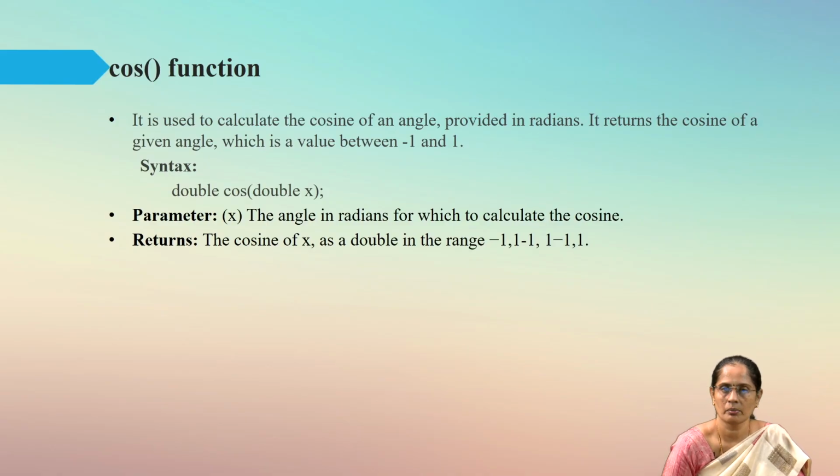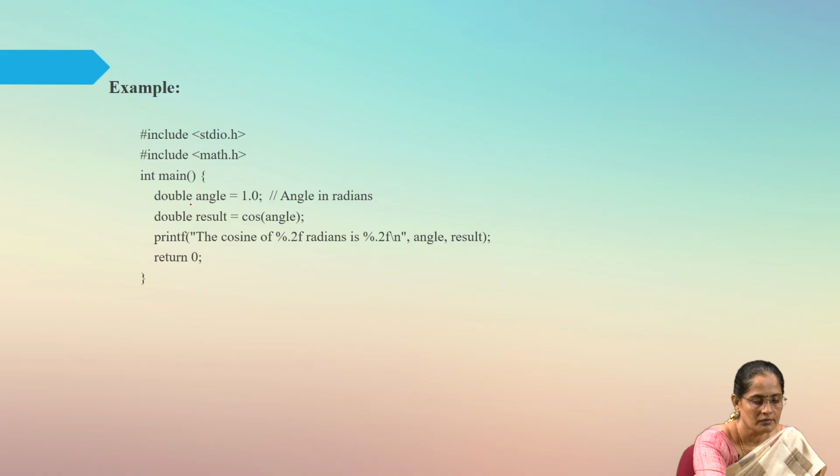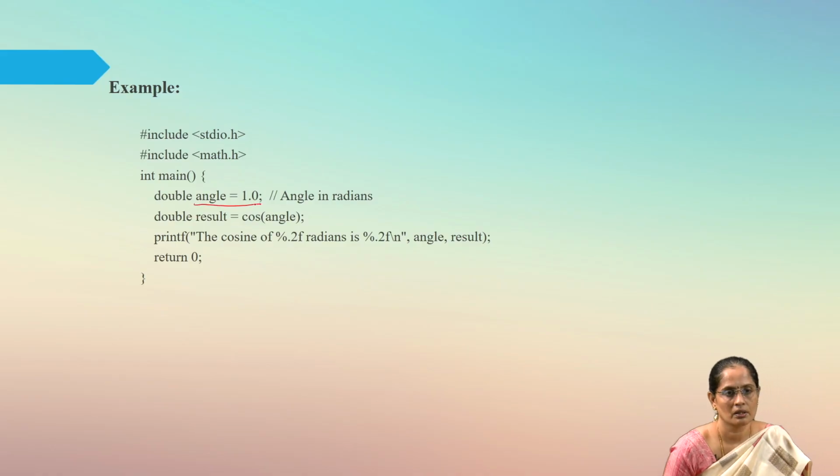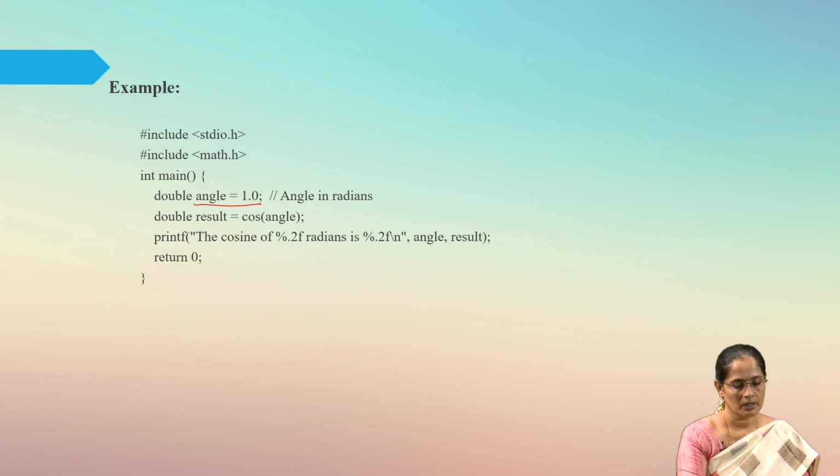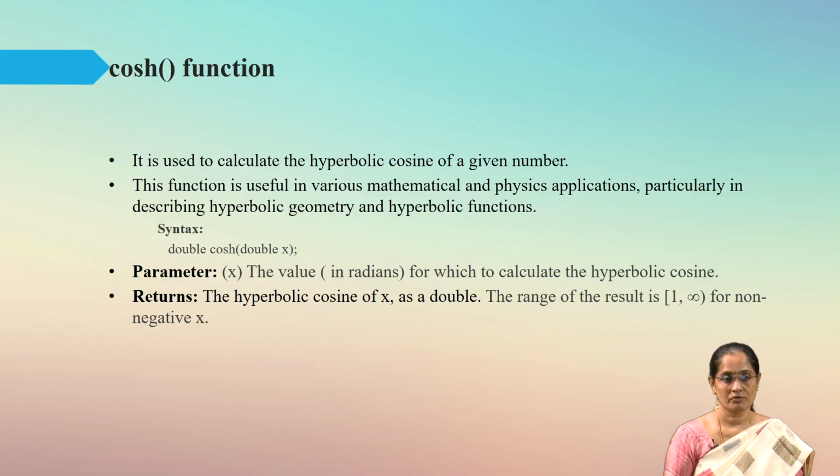The cos function will help us calculate the cosine of an angle whose value will be between minus 1 and 1. Again, the input has to be given in the form of radians, so we need to convert the degrees to radians and then the input can be given in the form of radians. Here we can see a small example of declaring the double type variable angle with the value 1.0, and the result can be computed by applying the cos function to the variable. So, the result will be the cosine value.